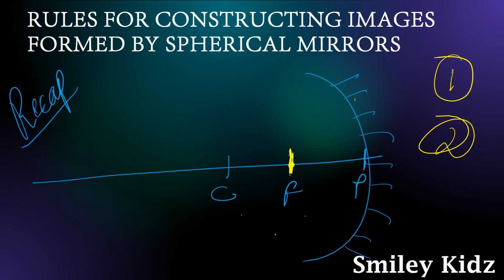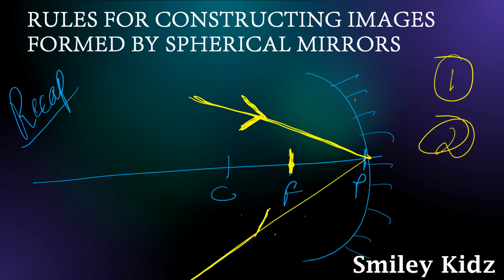Now what of rule number 4? Whenever an incident ray is striking the pole, when reflected, it reflects on the other side of the principal axis. It reflects on the other side of the principal axis. And now if you observe, the angle of incidence is being made with the principal axis. Let's say this is angle x and this is angle y, which is made by the reflected ray.